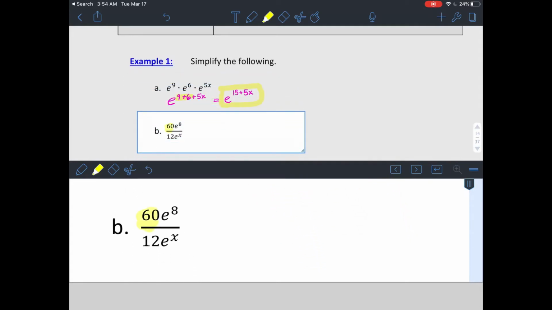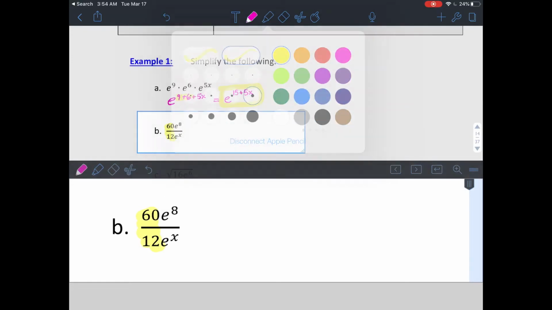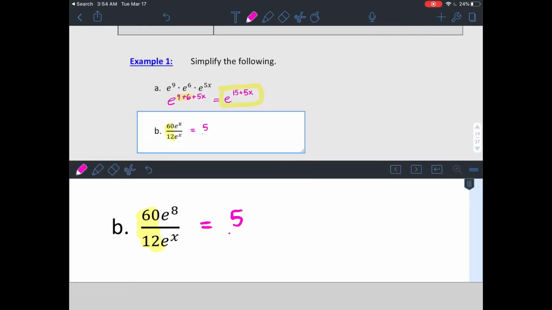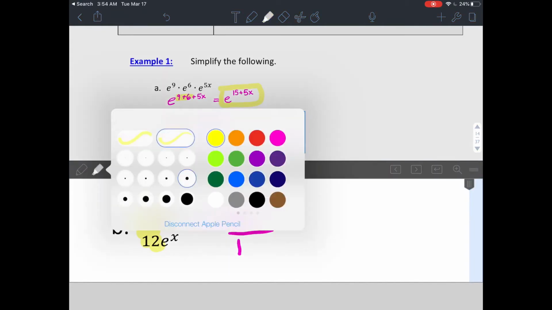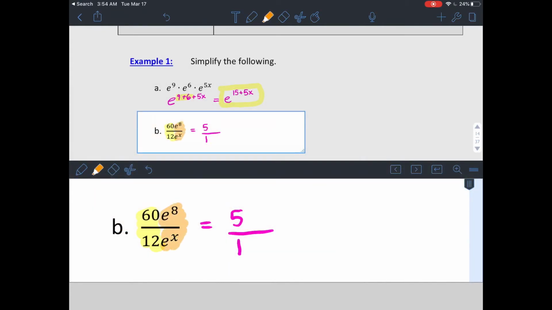If you're simplifying this one, you would divide 60 by 12, which gives you 5. And then if you have powers top and bottom of your fraction, we subtract them. Like if it's x to the third over x squared, you subtract 3 minus 2 and get 1. Here you're going to subtract top power minus bottom power, which is just 8 minus x.